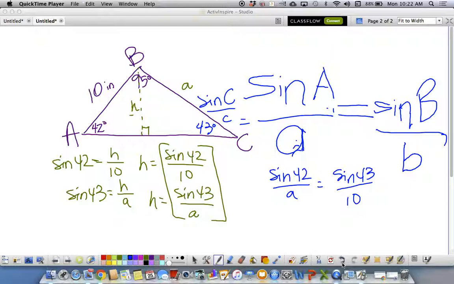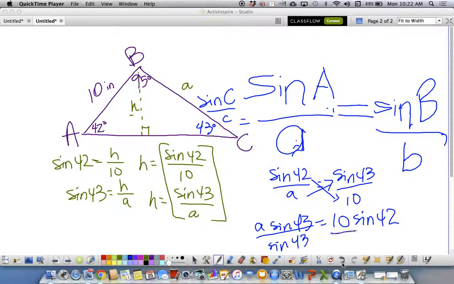If you cross multiply, A times sine 43 equals 10 sine 42. And then you simply divide by sine 43. And that's A. So you probably do need a calculator today.